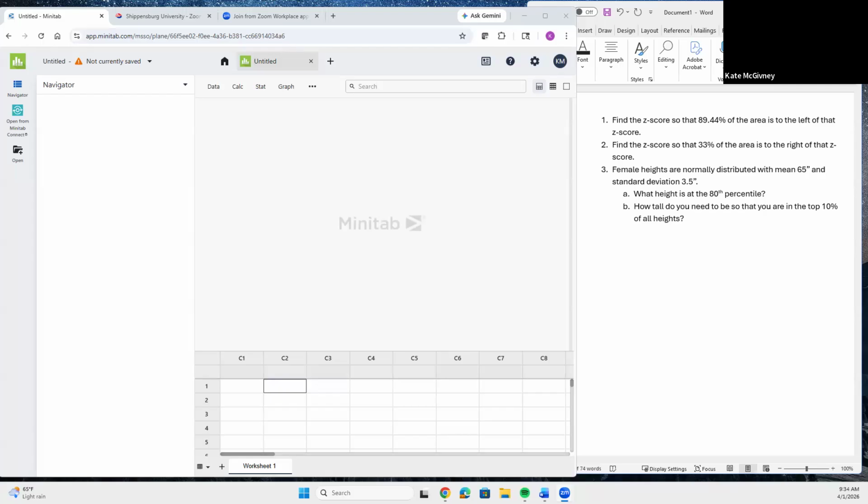In this video, we'll see how to do what you learned in part 2 of lesson 4 using Minitab. So the first question asks us to find the z-score so that 89.44% of the area is to the left of that z-score. If you look at the video from part 1, you'll see we did this problem using the z-table. I'll show you how to do it using Minitab.